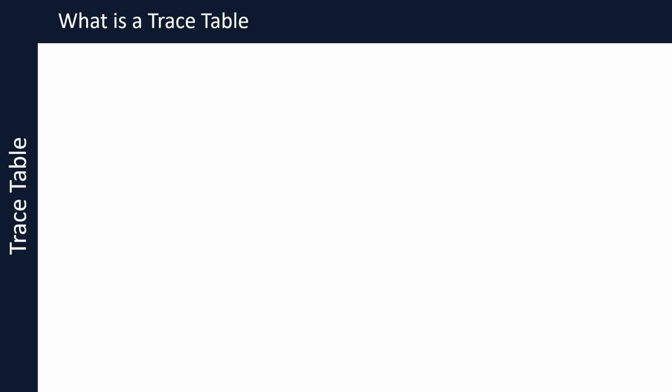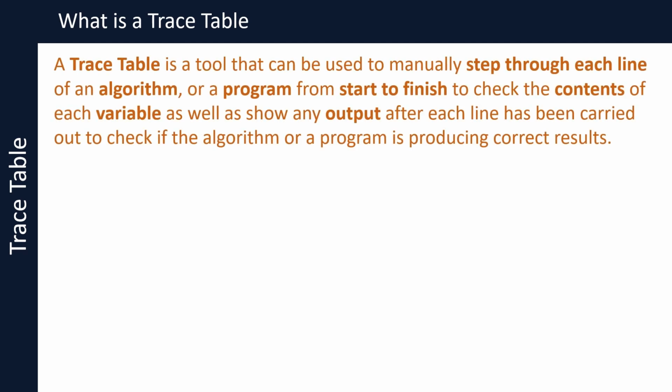In this video, we will take a look at the trace table. So, what is a trace table? A trace table is a tool that can be used to manually step through each line of an algorithm or a program from start to finish to check the contents of each variable, as well as show any outputs after each line has been carried out to check if the algorithm or a program is producing the correct results.